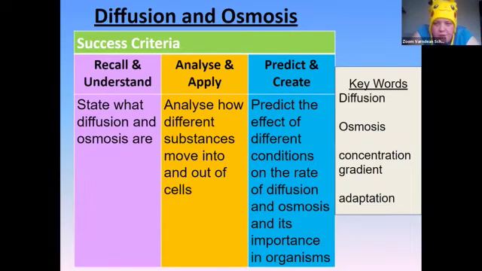So a recap of diffusion, and then I'm introducing you to osmosis. And then we've got how substances actually move into the cells, and looking at some cells, and then conditions and organisms and plant and animal cells and what actually happens when these things occur in them.